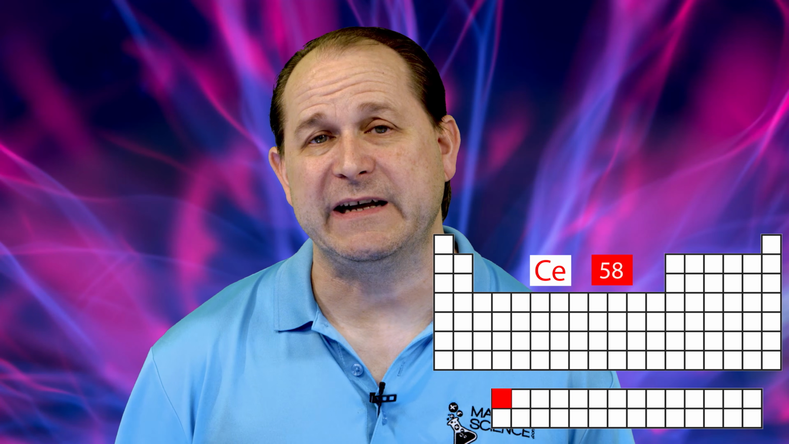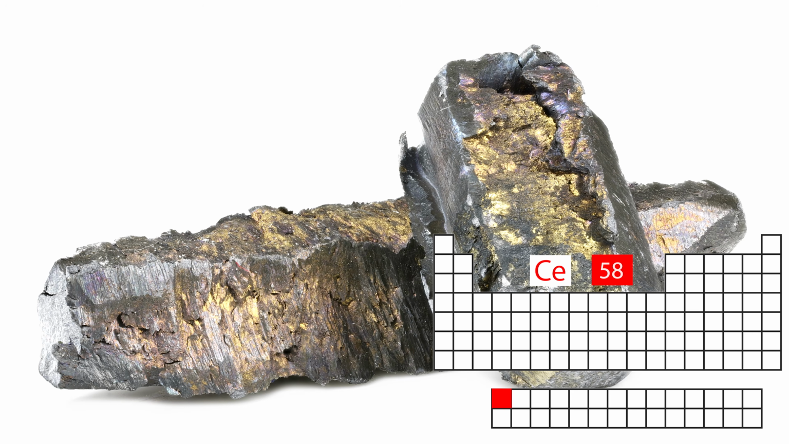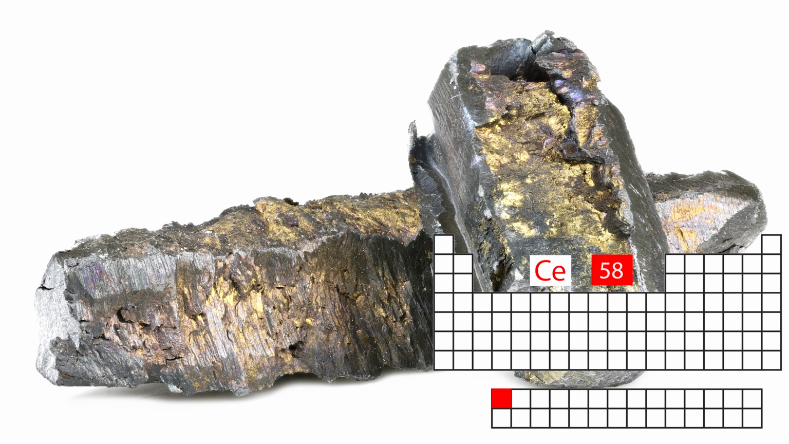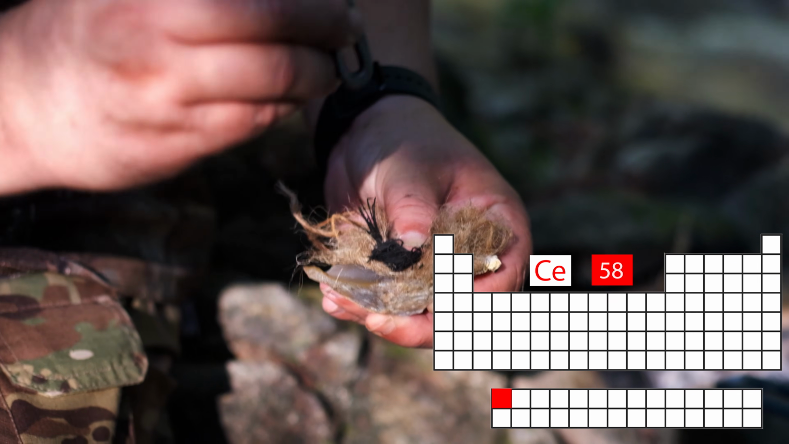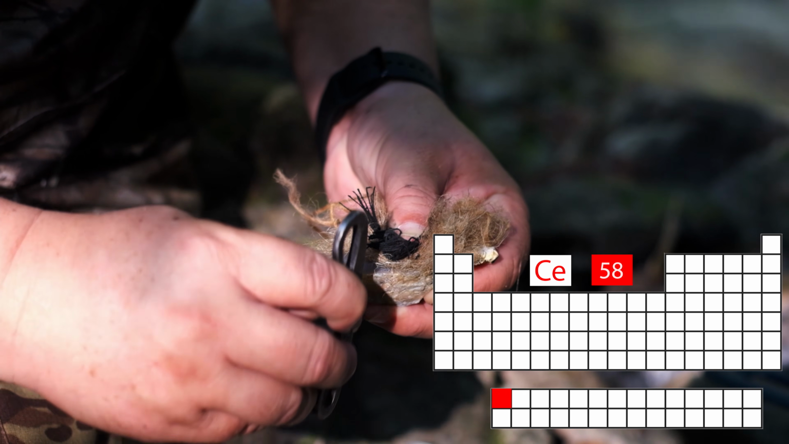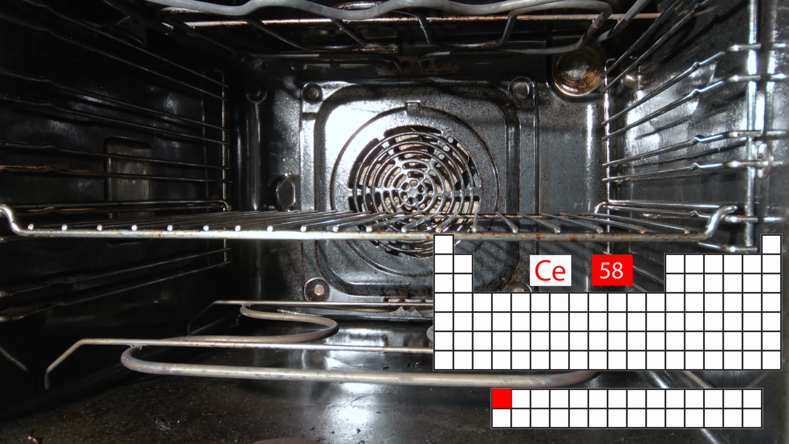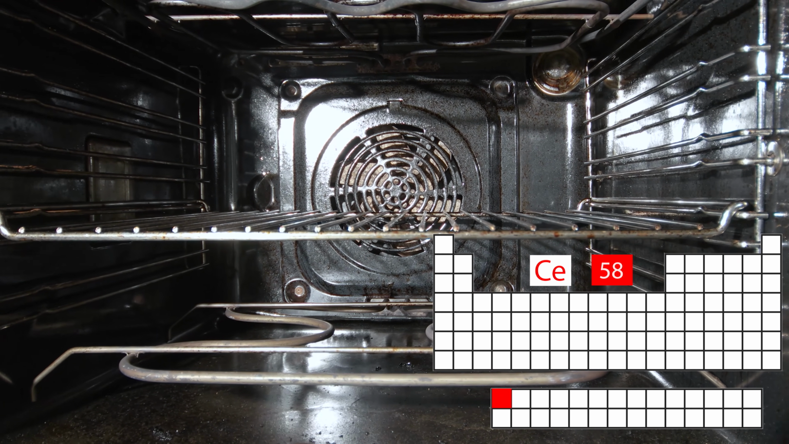Now we have element 58 called cerium. It's used in self-cleaning ovens and also in lighter flints. Now here's a fun fact. It's the most abundant rare earth element, making up about 0.0046% of the Earth's crust.